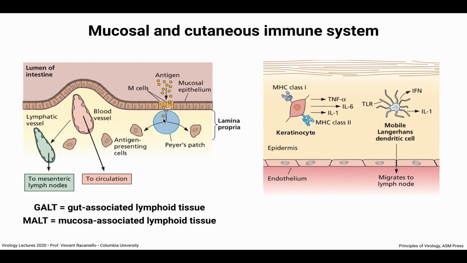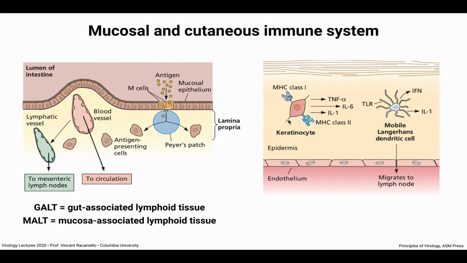So that's the intestinal immune system, or part of it, and you'll see two different terms that are used to describe it: GALT, or gut-associated lymphoid tissue, or MALT, mucosa-associated lymphoid tissue. And they typically refer to these collections of lymphoid cells called Peyer's patches. On the right is a diagram of the cutaneous immune system, or skin-associated lymphoid tissue, or SALT, S-A-L-T. This is made up of keratinocytes and Langerhans cells.